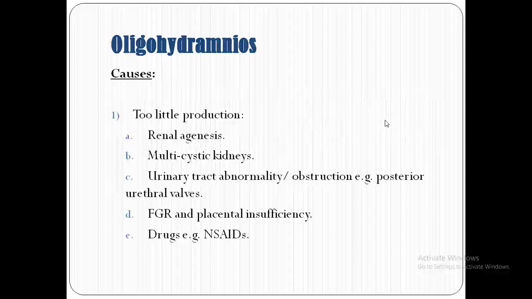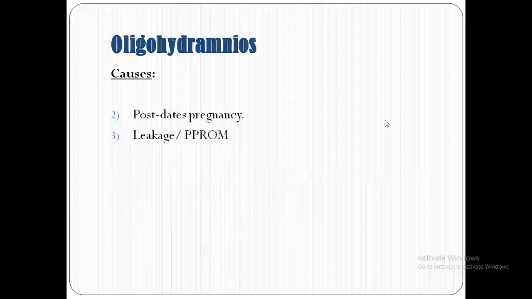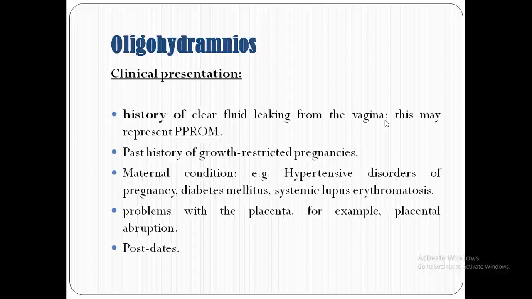Okay, what causes oligohydramnios? If the amniotic fluid is not getting produced, for example, because of renal agenesis, multicystic kidneys, and urinary tract abnormalities. These are all regarding the baby. Also, if there is FGR and placental insufficiency, this is for the mother, and some drugs, for example, non-steroidal anti-inflammatory drugs. Other causes include post-dates pregnancy and leakage of the amniotic fluid.